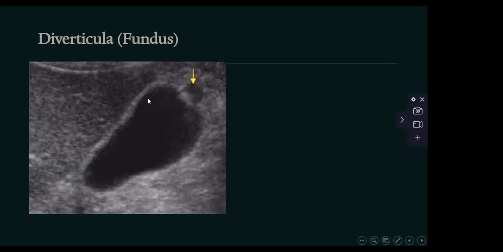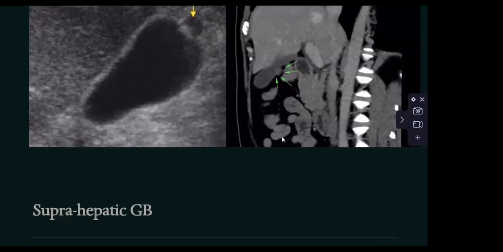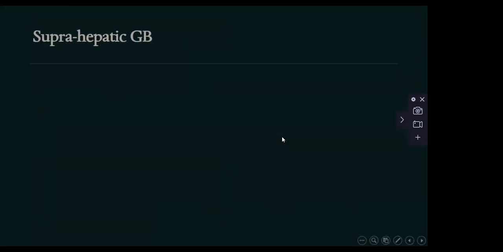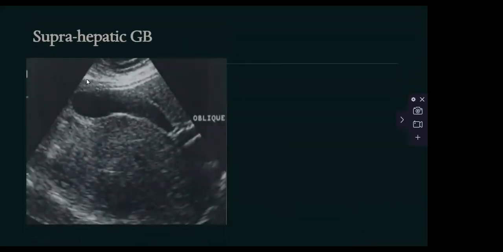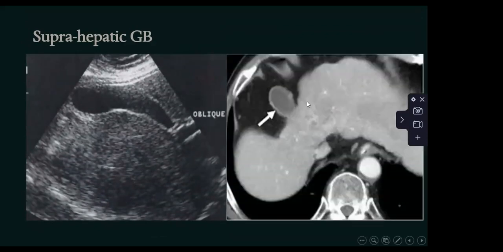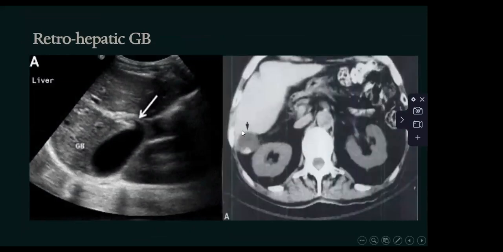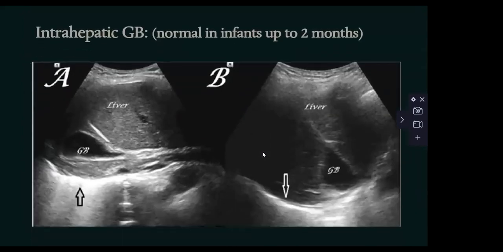Diverticulum of the gallbladder. This is the ultrasound view, and this is a CT view demonstrating a diverticulum of the gallbladder. Regarding position, we may have a suprahepatic gallbladder. This is an ultrasound view, and in this CT view we can see the gallbladder located suprahepatic. Retrohepatic gallbladder is located posteriorly. Here also the gallbladder is located posteriorly near the right kidney.